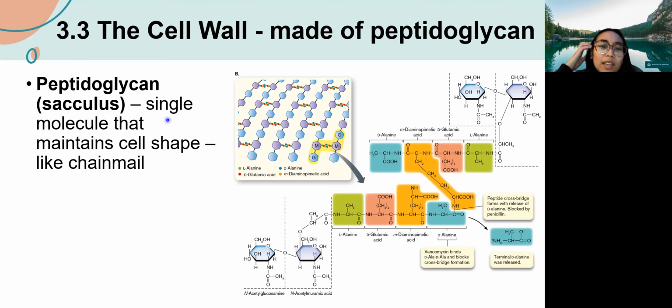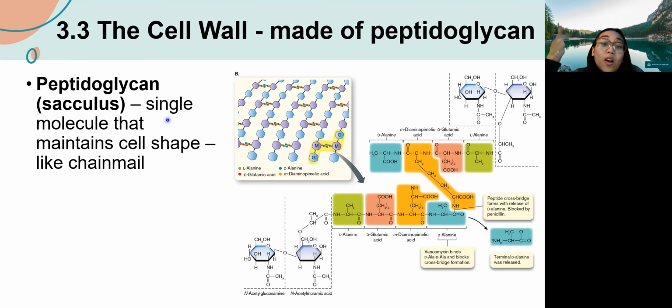So peptidoglycan is very similar, honestly, very similar in structure as well. It kind of looks like chain. Right? You got things that are like kind of rings attached to rings, and everything is one giant structure. So that's what peptidoglycan is.